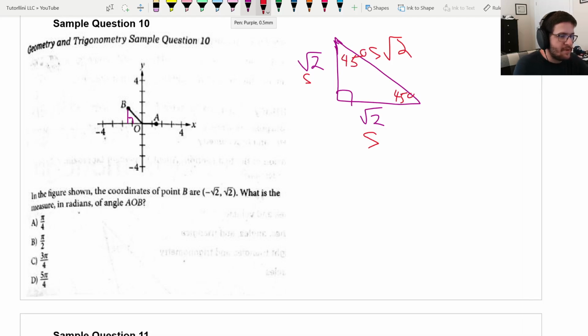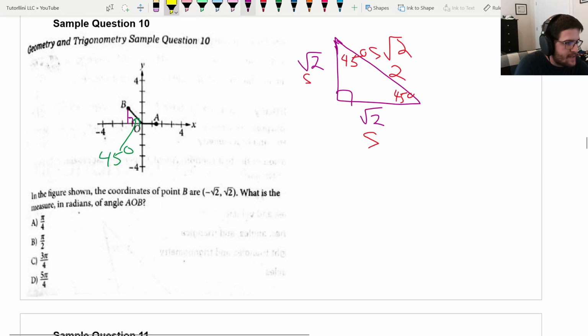We don't have to do this, but if you want to find the hypotenuse, root 2 is s, and then s root 2 would be root 2 times root 2, which is just 2. Anyway, really all we needed to realize was that this angle right here, right angle BO with the y-axis or x-axis, is 45. That's what you needed to realize, and it's because these two sides are equal.